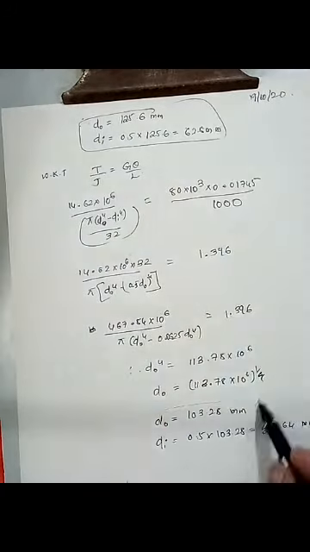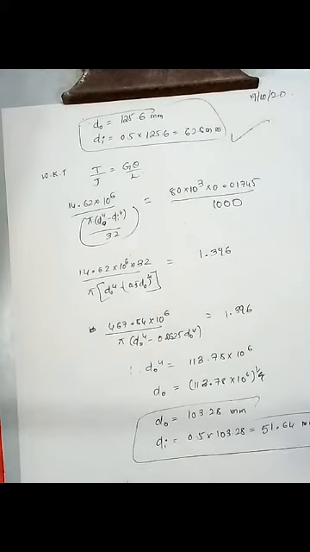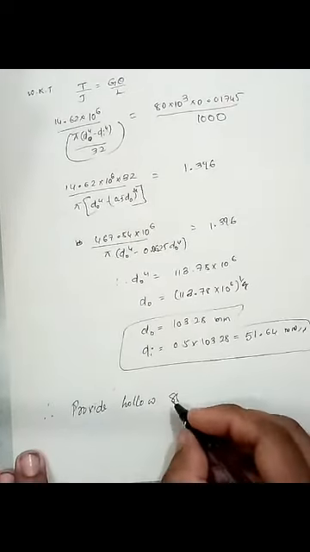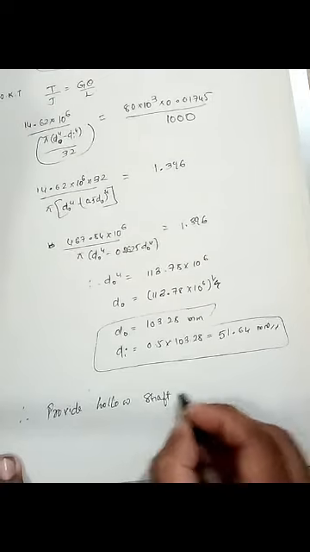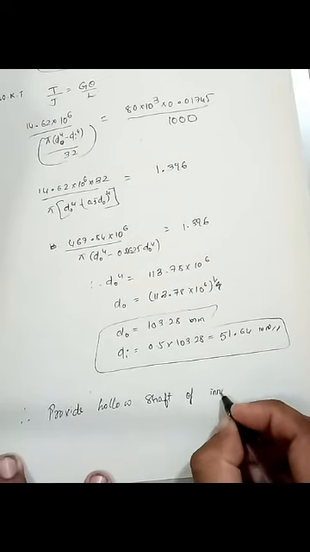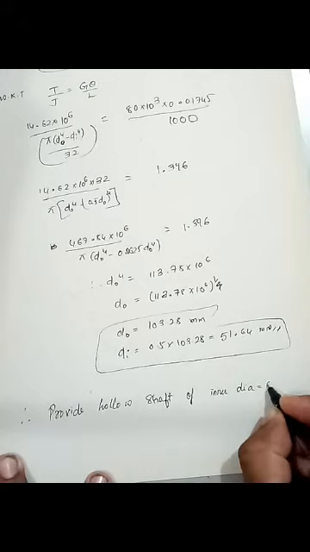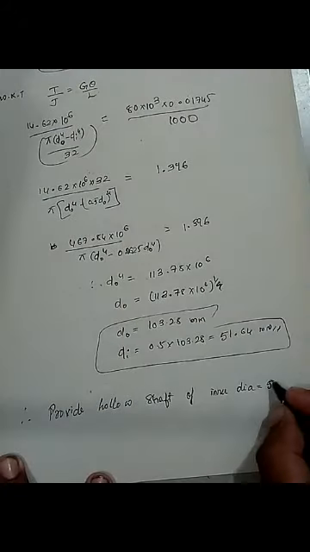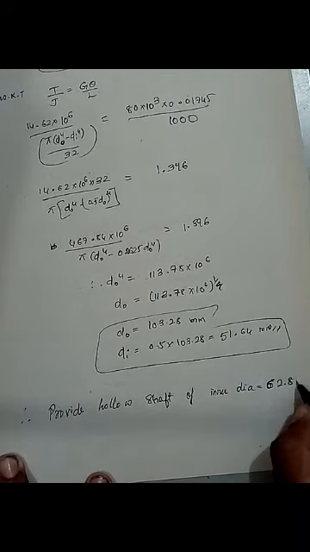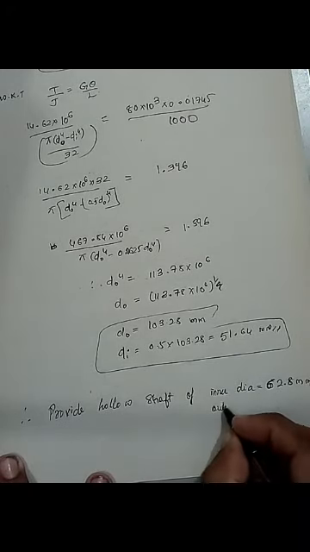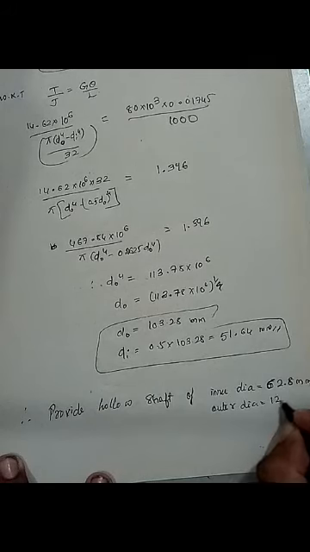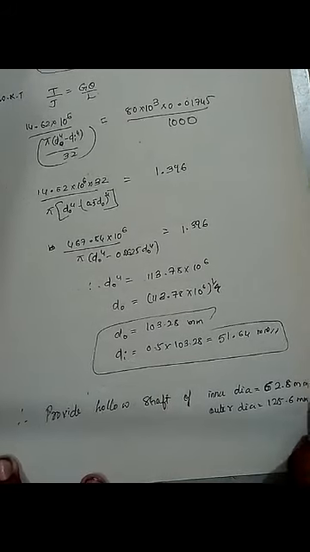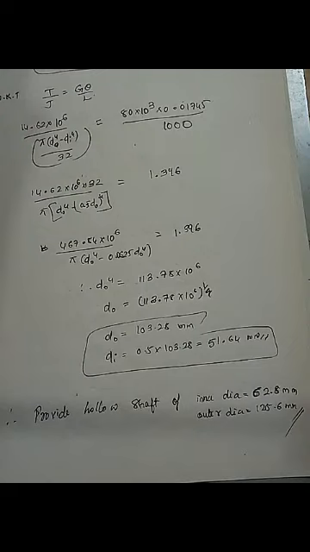So comparing these two values and these two values, this one is the highest. So therefore provide a hollow shaft of inner dia 62.8 mm and outer dia 125.6 mm. So here completes your problem as well as the module.